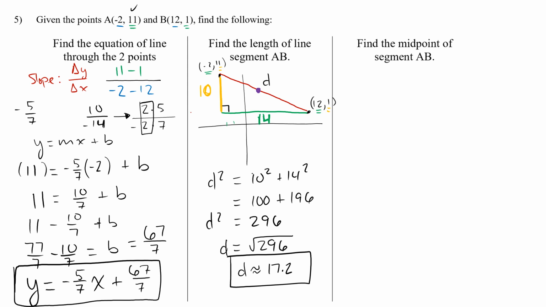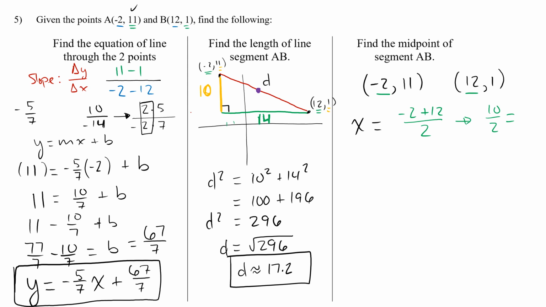I'll write down the 2 points that we had. Right, we had this point (-2, 11), and we have this other point at (12, 1). And if I want to find my x value for this location, it's going to equal the x coordinate, which is the average of my two x coordinates here. So I'm going to add -2 and 12, and I'm going to divide by 2. This is, of course, positive 10 over 2. So I can see that my x value is the number 5.